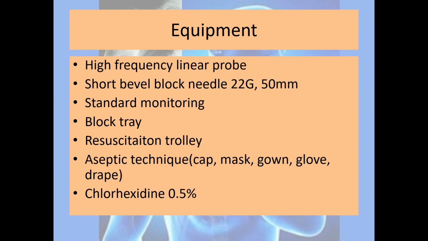To perform this block, we need a high frequency linear probe and a short bevel block needle, about 22 gauge, with a length of usually about 50 mm. The other equipment needed are standard monitoring, a block tray, and a resuscitation trolley. You perform the block under aseptic technique using chlorhexidine 0.5%.